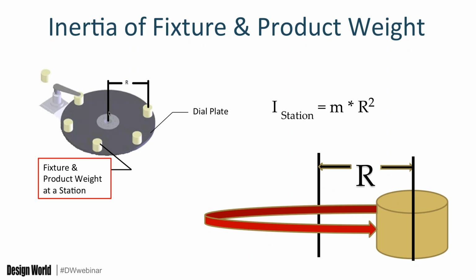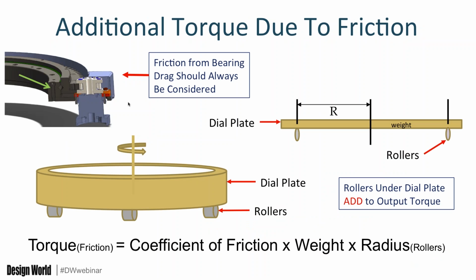You can think of that as the actual fixture and product weight at each of the stations. And here you can see mass times radius squared. You need to account for however many stations you actually have. And of course, this number can be significant because you're at a radius squared. So it's not something that should be taken lightly. You want to make sure that the calculations are done to include this. And you want to compare whatever indexer you're looking to use. And that's always going to be something that's published for the ratings of the output torque of the indexer.